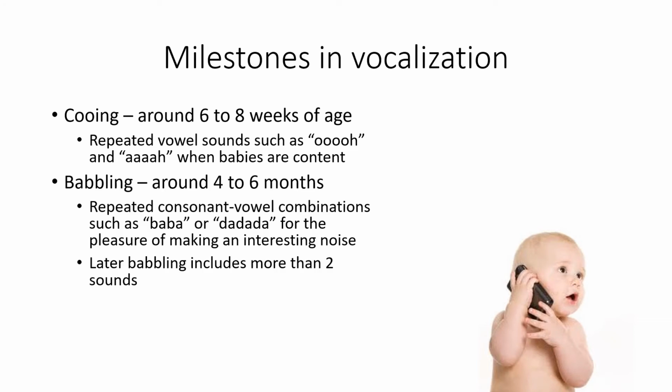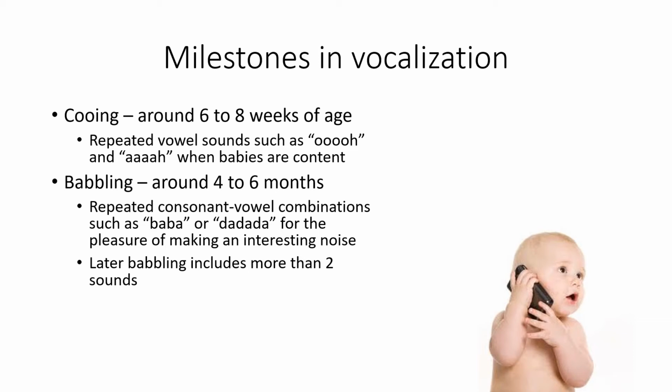Then at about 4 to 6 months of age, they start babbling. And this is where they'll repeat a consonant-vowel combination. So the cooing was vowel sounds. The babbling, now they get consonant-vowel sounds. Ba, ba, ba, ba, that type of thing. And sometimes they're doing it just for the pleasure of making noise. Sometimes they're doing it with a communication intent. Typically, though, it's just they're practicing producing sounds. And later babbling can start to include more than just the two sounds, more than just ba, ba, ba. So it can start to include 3, 4 more repeated sounds. So up to this point, we really don't have communication. We've just got production going on.